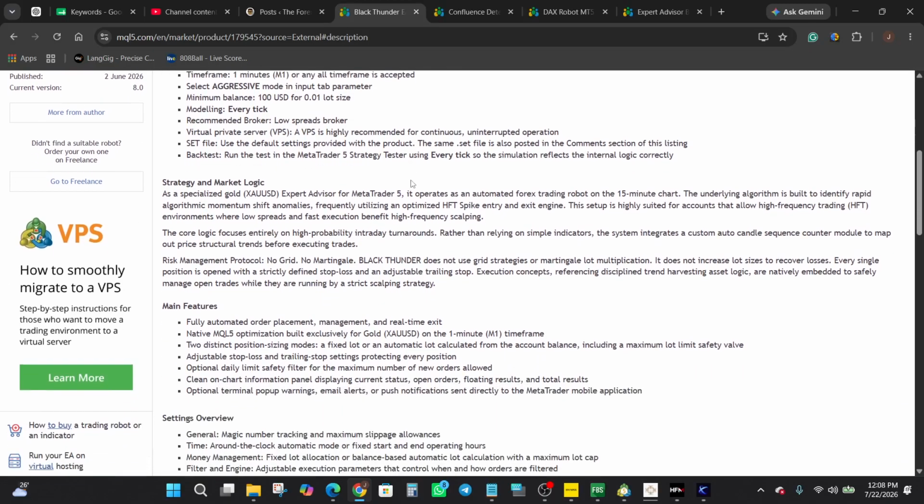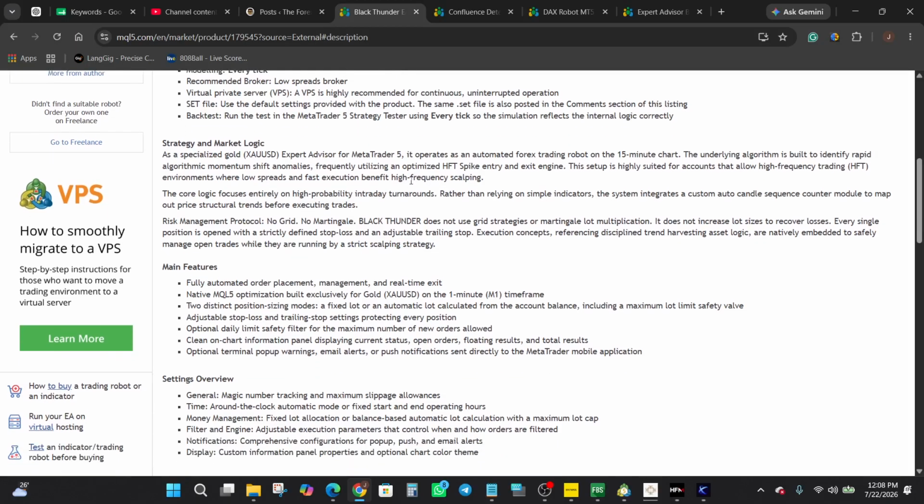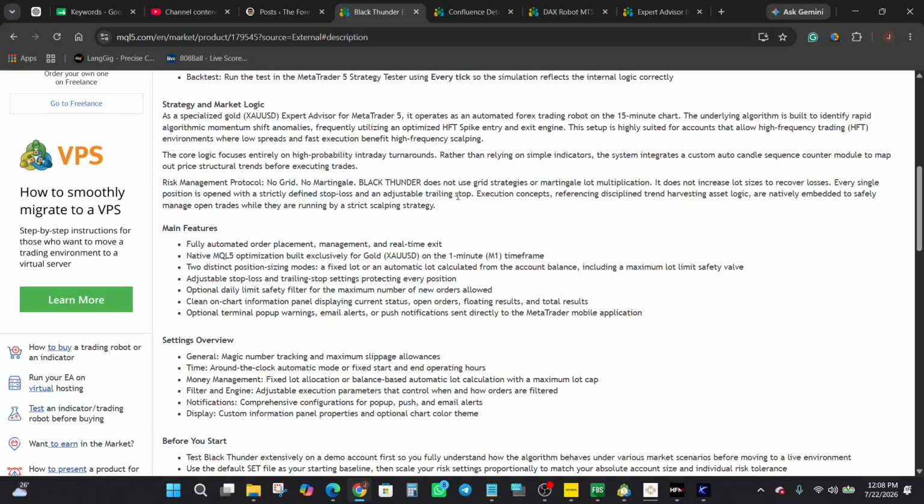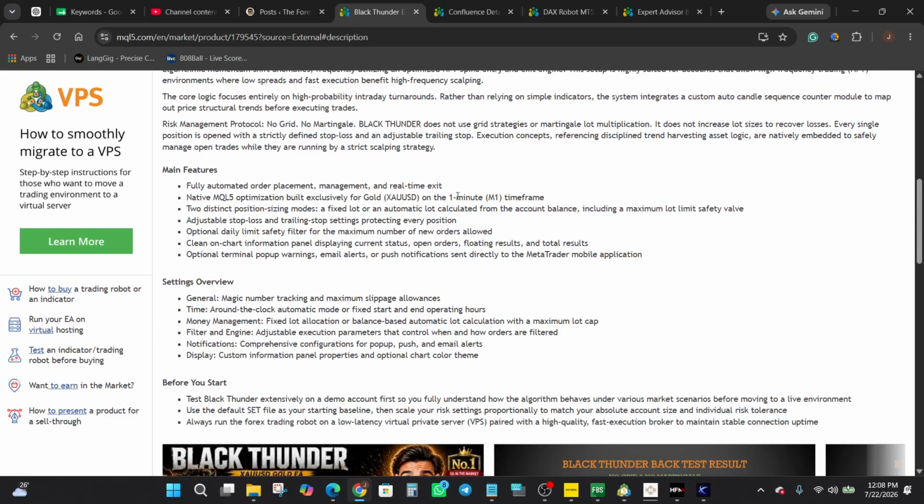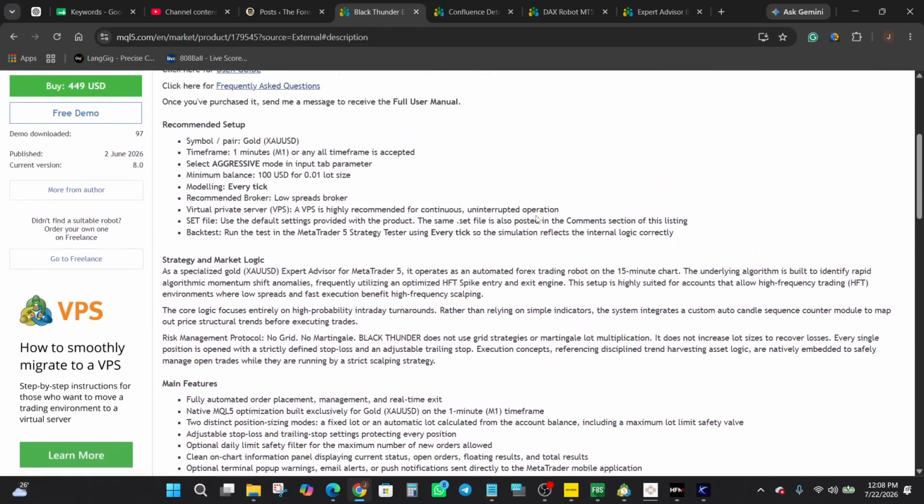So moving into the strategy description, the listing describes identifying rapid momentum shift anomalies using what it calls an HFT spike entry and exit engine. All right, and it's built around a custom candle sequence counter to map price structure rather than relying on simple indicators. Now, on risk management, the developer states directly that this does not use grid strategies or martingale lot multiplication, with every position carrying a defined stop loss and an adjustable trailing stop.